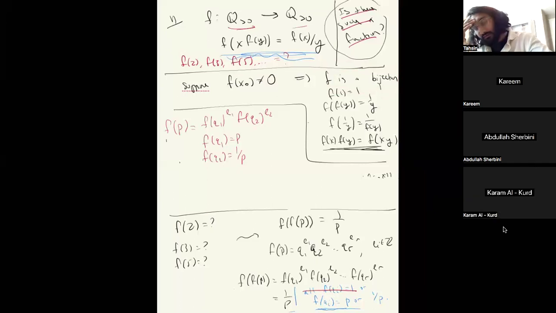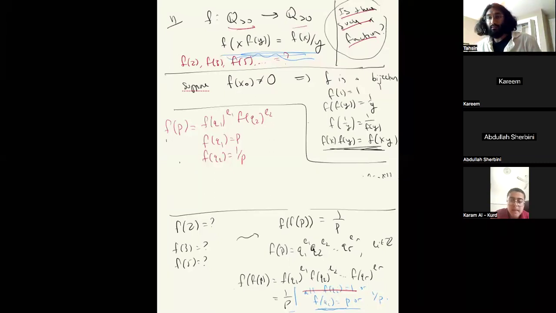Does that make sense? Yes. Okay, yeah, it makes sense. Yeah, so I'm using the bijection property here. Because of the bijection property, you can't have F of Qi equals 1. And then you can only have one that goes to P, one that goes to 1 over P.